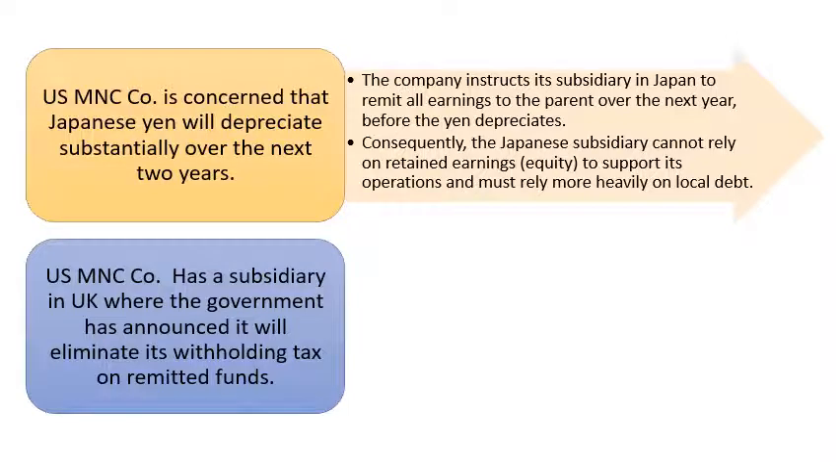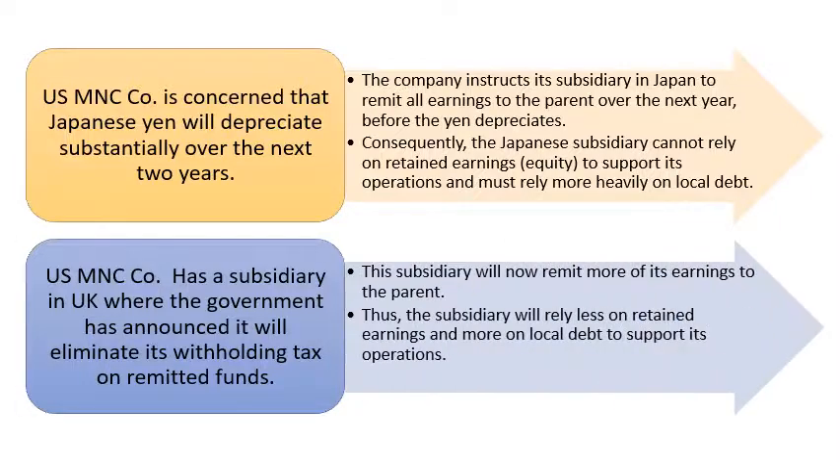If the multinational company has a subsidiary in the UK where the government has announced that it will eliminate its withholding tax on remitted funds, the decision will be that the subsidiary will now remit more of its earnings to the parent. Thus, the subsidiary will rely less on retained earnings and more on local debt to support its operations.